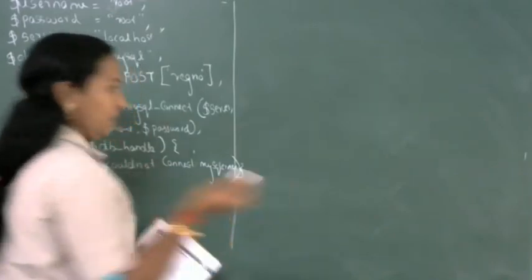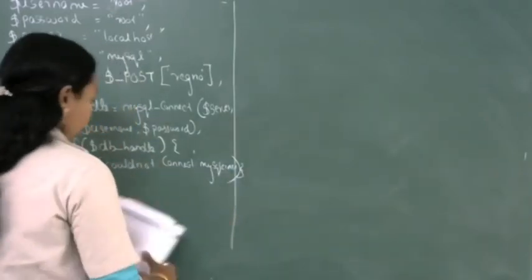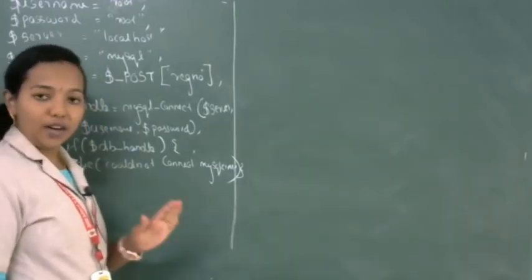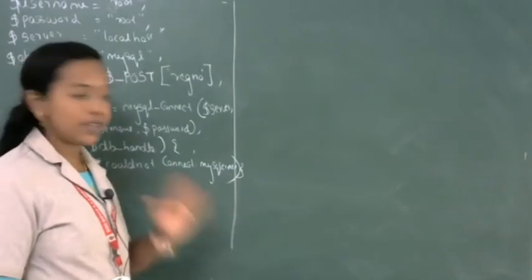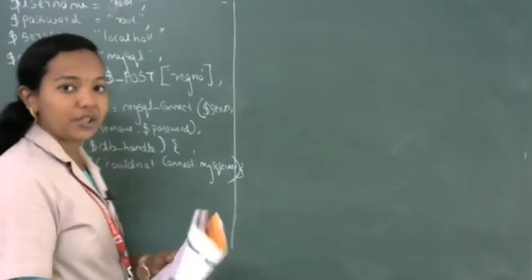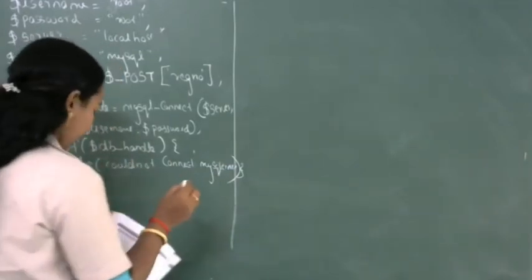Then if the connection is established, what do you want to write? If die could not connect MySQL, that is, if the connection is not established, we are not going for the further step. At that moment we terminate. If the connection is established, then we can specify the database name. So how do we specify the database name?